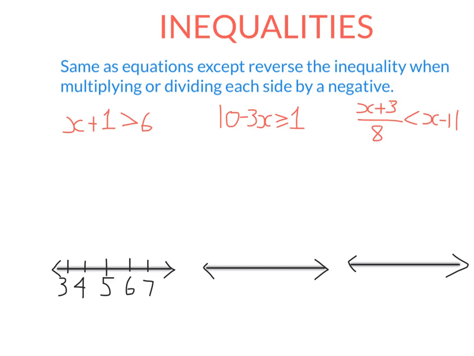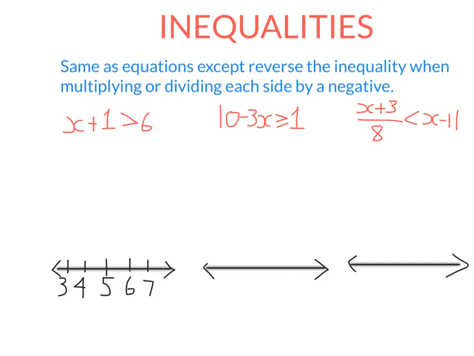Well, you do the same process as for linear equations, but there's only one difference, and that's when you multiply or divide each side by a negative. When you do that, you need to reverse the inequality, and I'll show you what that means in a second. But let's start with an easy one here. x plus 1 is greater than 6. So we're saying, what numbers, when you add 1, give you an answer greater than 6.